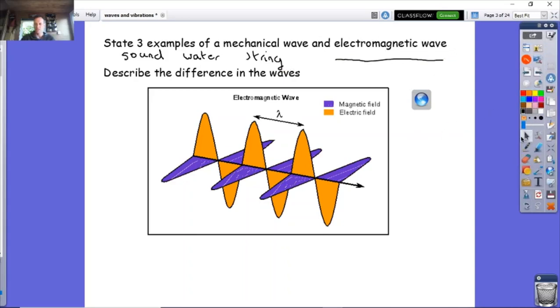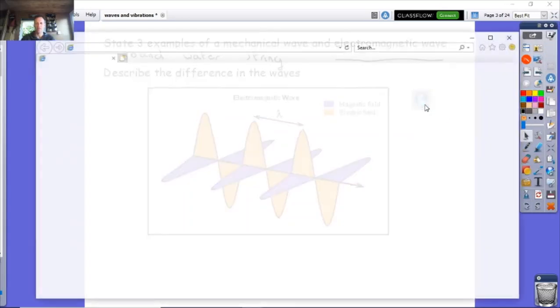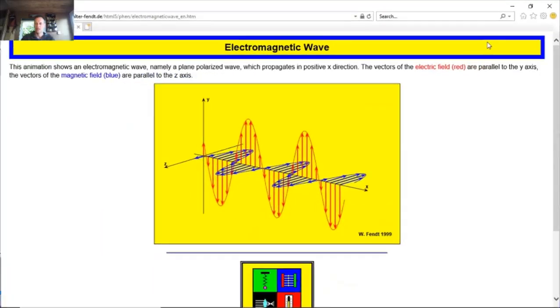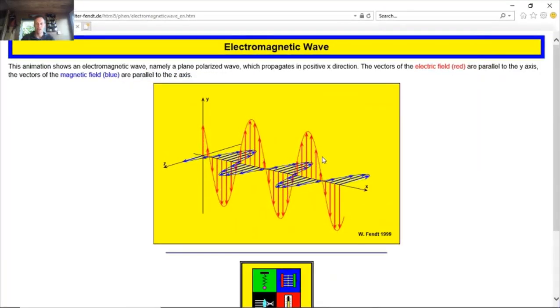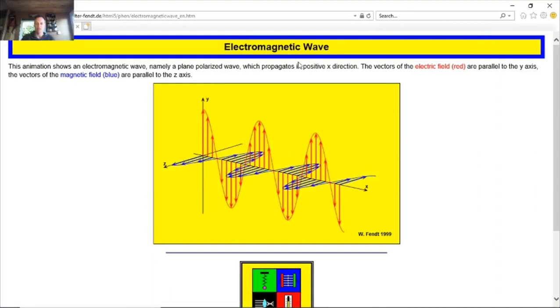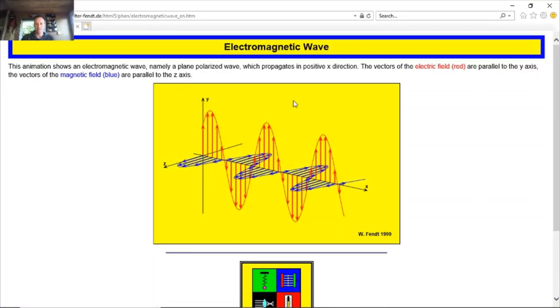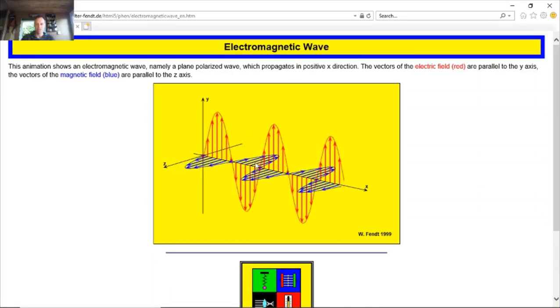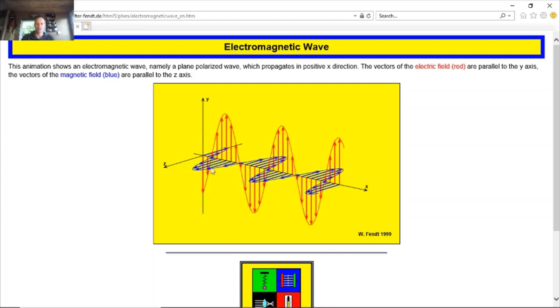Now, to show you these, they come up like in this simulation here. Electromagnetic waves simply come from their name. They involve two types of field, an electric field and a magnetic field. The electric field vibrates up and down, as you can see in red, in the vertical plane, and the magnetic field vibrates horizontally, which can be shown in the blue.